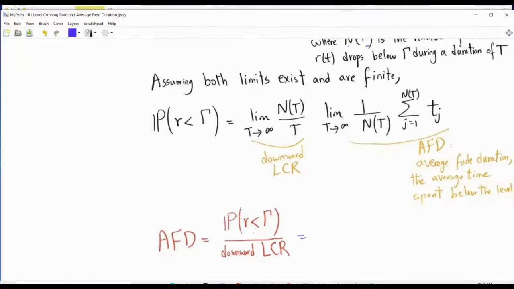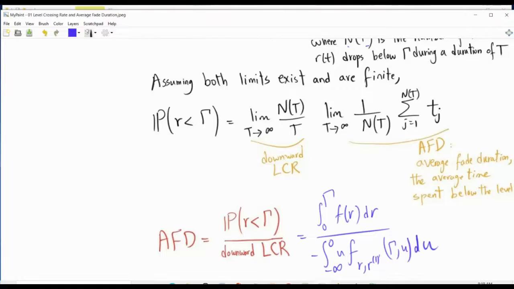Okay, so to obtain the average phase duration, let's write this thing. In the numerator, you need this probability, and so you need the PDF of R of T, right? So that you compute this guy. In the denominator, it's more complicated. You need basically the joint PDF of R and R1. Okay, so you need these guys so that you can compute something like the average phase duration.